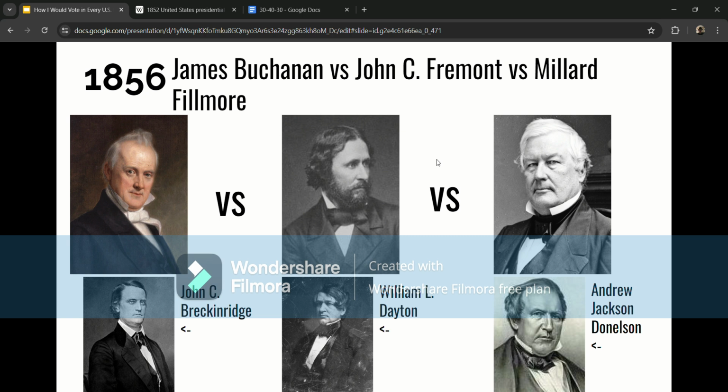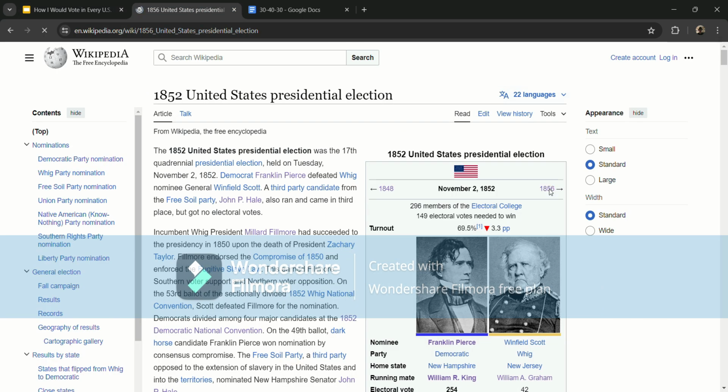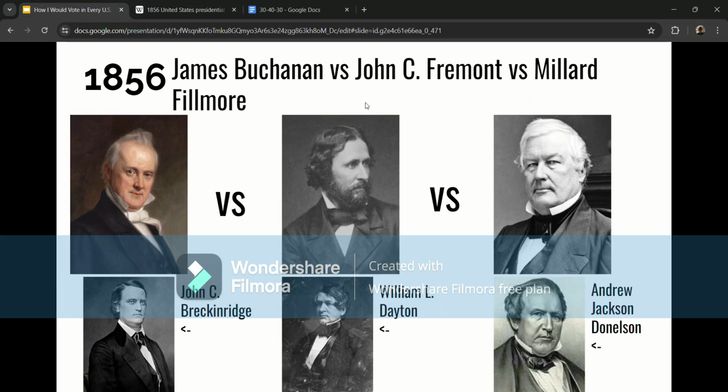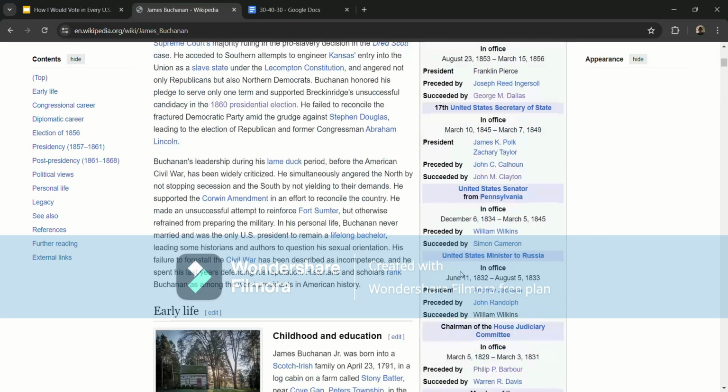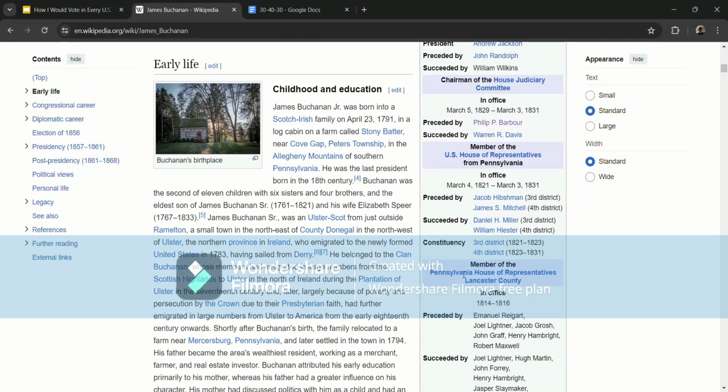So the Democrats are definitely looking very poor, not in good shape. So their convention is pretty lackluster, and they nominate James Buchanan, a man who would easily, of these three candidates that you see on the screen here, him, John C. Fremont, and Millard Fillmore, easily win experience-wise. And it's not even close.